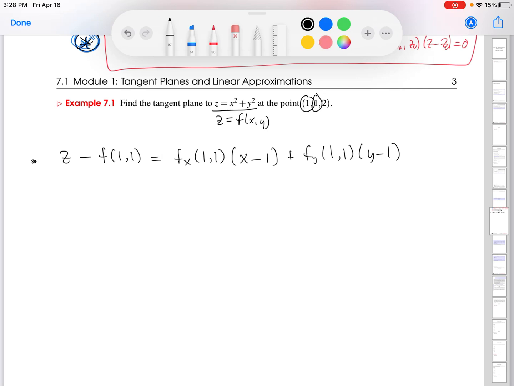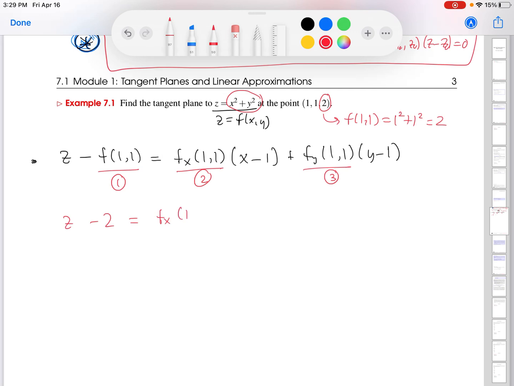Okay, so you can see that there are three things for me to find here. I need to find this, this, and this. So one of these has already been found for me. They've given me that information right here. This is f of 1, 1. And we can just double check that because we have the equation, right? 1 squared plus 1 squared equals 2. So I'm going to update here my tangent plane equation.